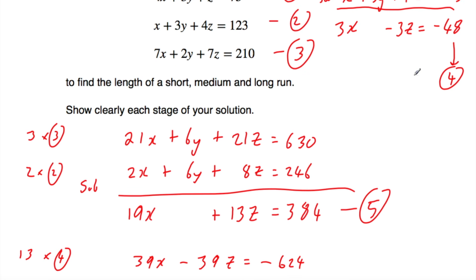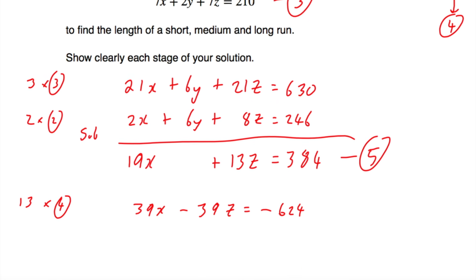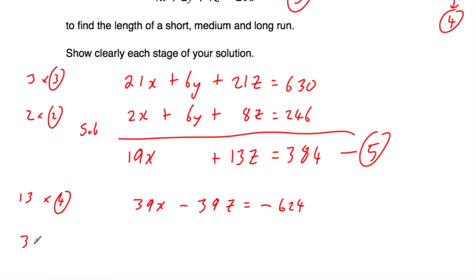Okay, so that's 13 times equation 4. Now let's do 3 times equation 5 and see what we get. So 19 times 3 is equal to 57x. And then we've got 13z. We're timesing that by 3, so that'll be plus 39z. And that's equal to, if we do 384 times 3, 1,152.